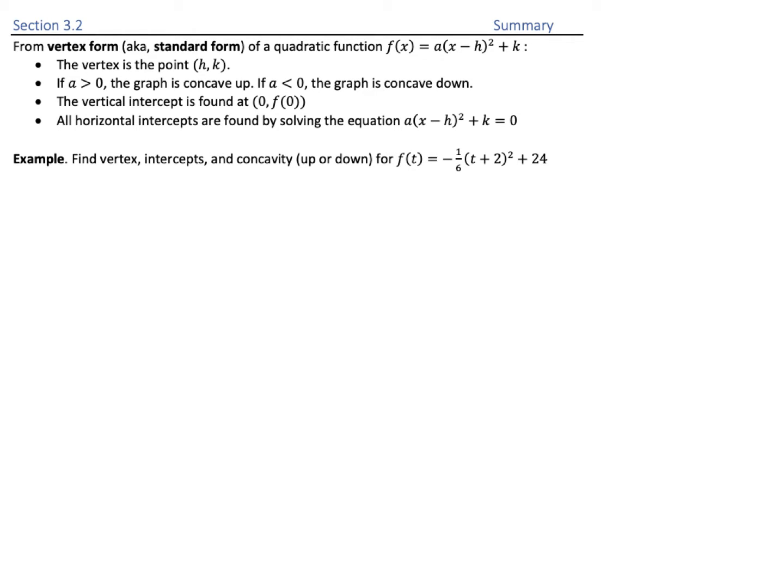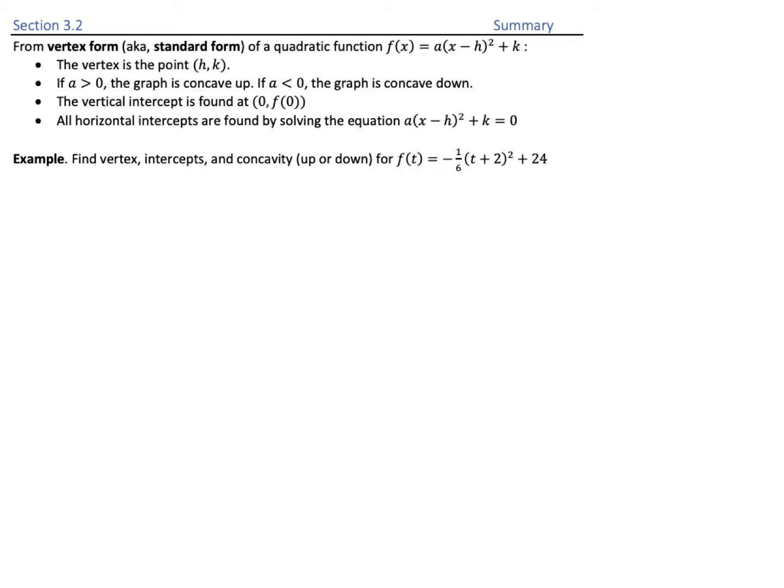The purpose of this video is to show you how to find horizontal intercepts when we're starting with a function that's given in what's called standard form or vertex form of a quadratic. The summary that's here is talking about all the different features that we've talked about so far, and it's really only that last one that we have not talked thoroughly about.